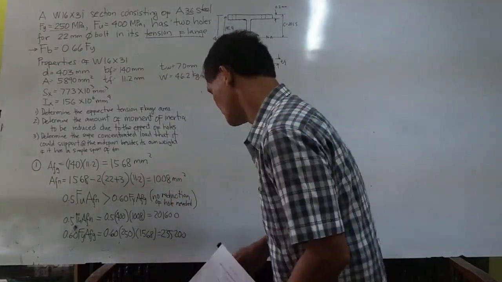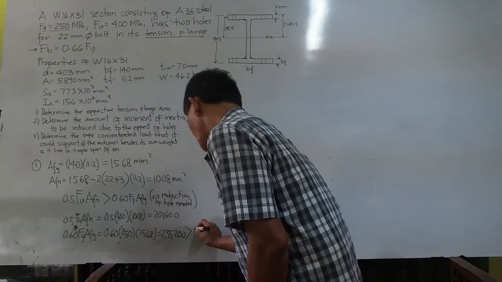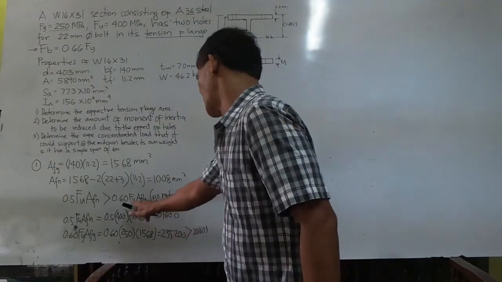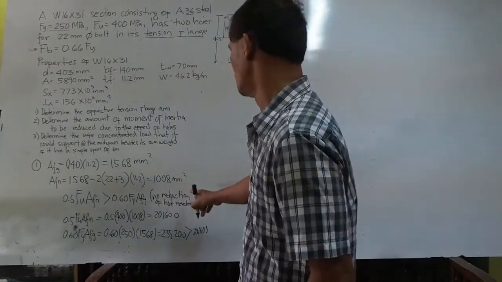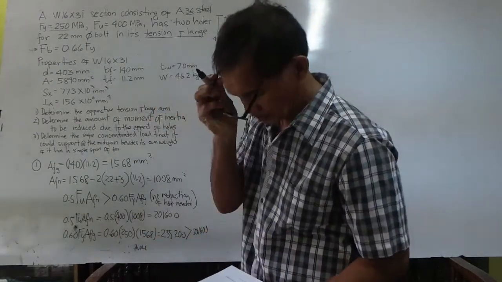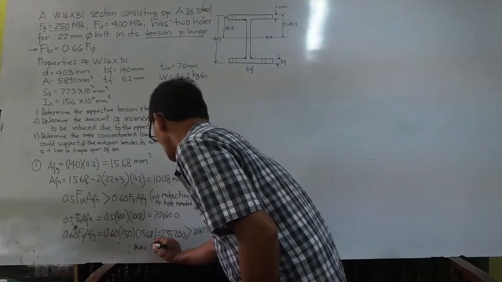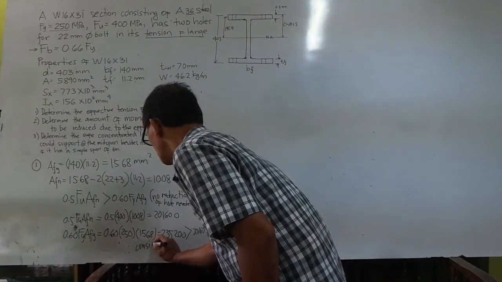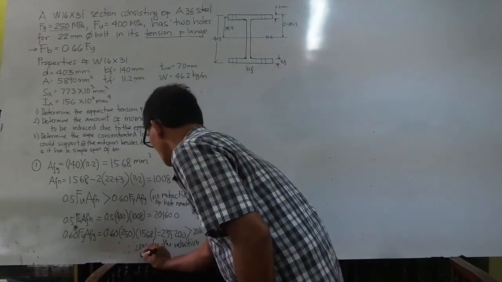So meaning this one is greater than 201,600. So meaning to say that this one is greater than that one. So therefore there's a need to consider the reduction of the hole.